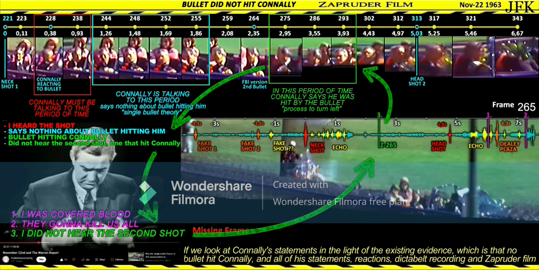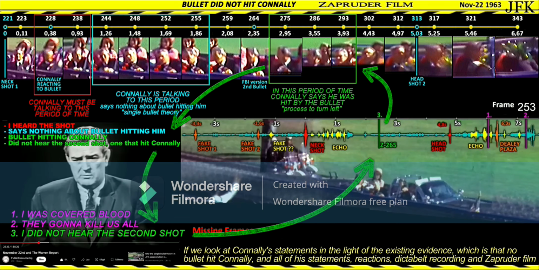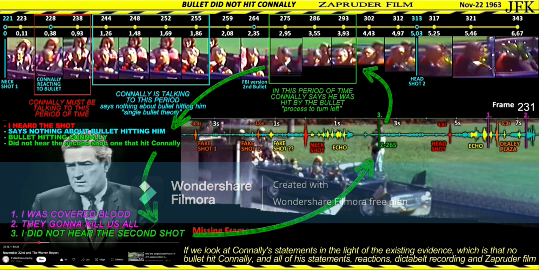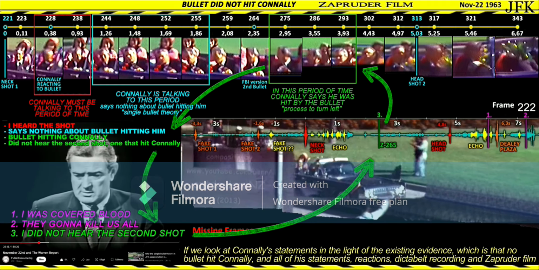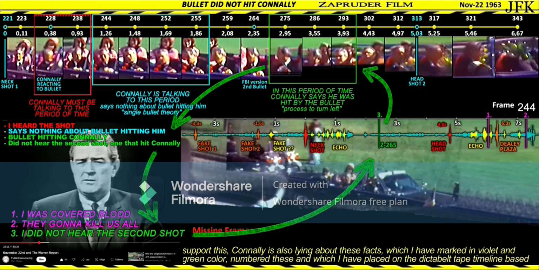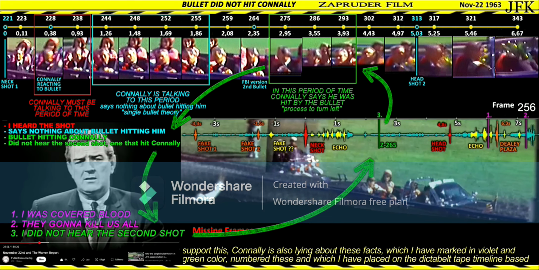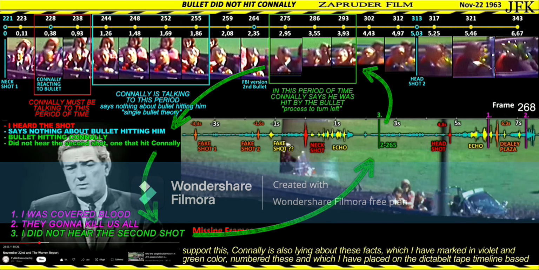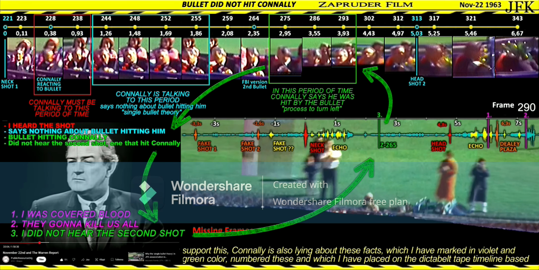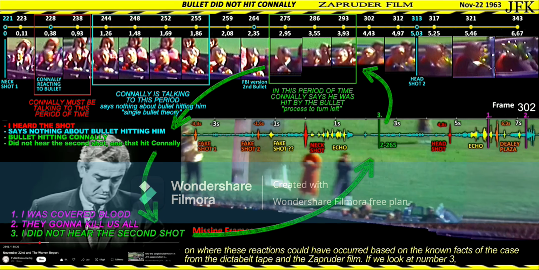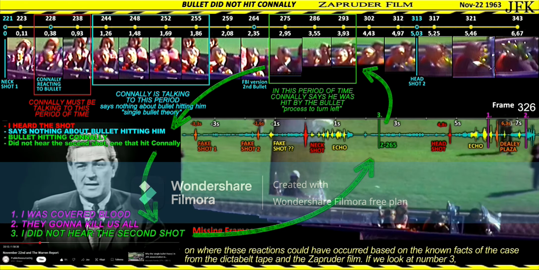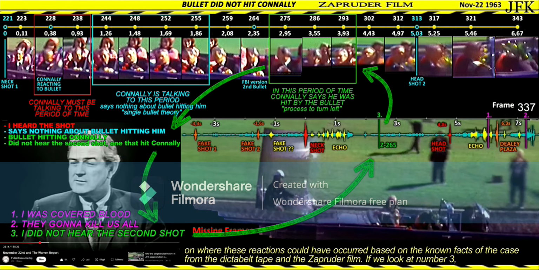If we look at Connolly's statements in the light of the existing evidence, which is that no bullet hit Connolly, and all of his statements, reactions, Dictabelt recording and Zapruder film support this, Connolly is also lying about these facts, which I have marked in violet and green color, numbered these, and which I have placed on the Dictabelt tape timeline based on where these reactions could have occurred based on the known facts of the case from the Dictabelt tape and the Zapruder film.